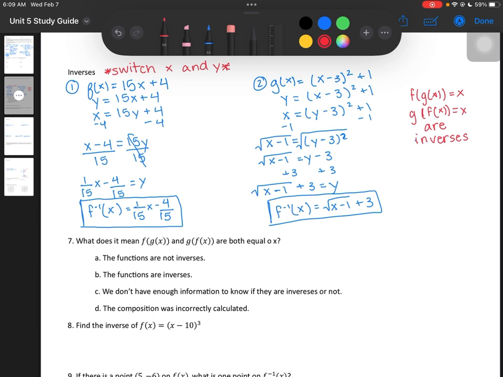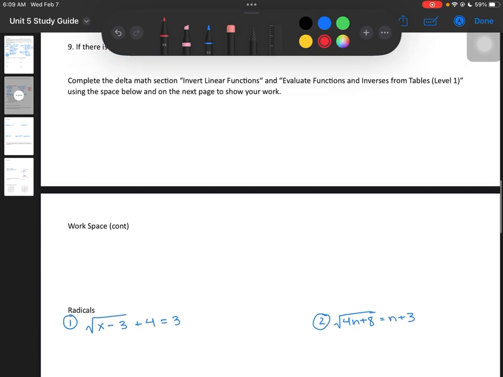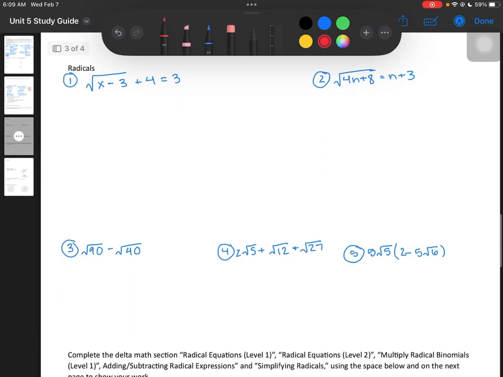We have 2 more sections that we need to review for Unit 5. So hopefully you feel good about function operations and inverses at this point. Now we're going to go ahead and look at some radicals questions. This is what we started Unit 5 with, so it might feel like a little bit long ago, but I think it'll come back quickly.